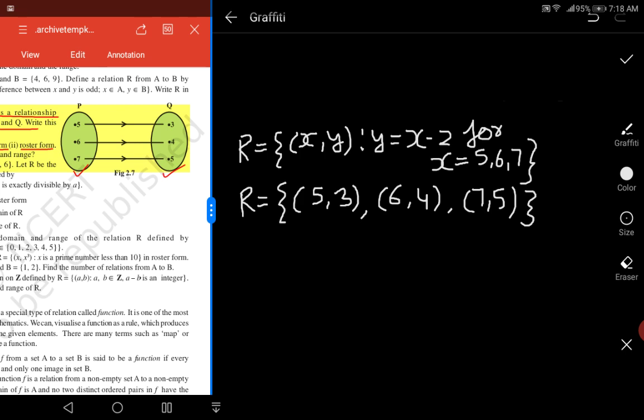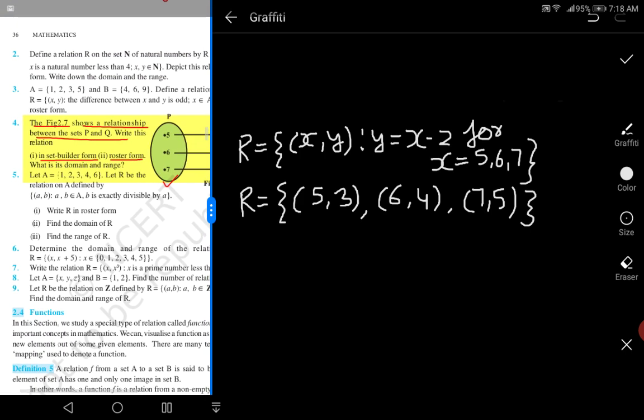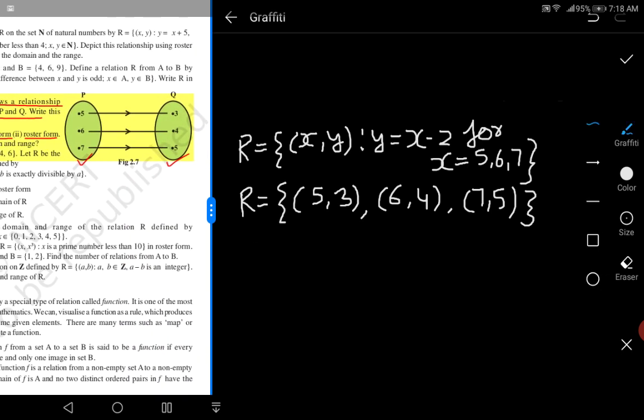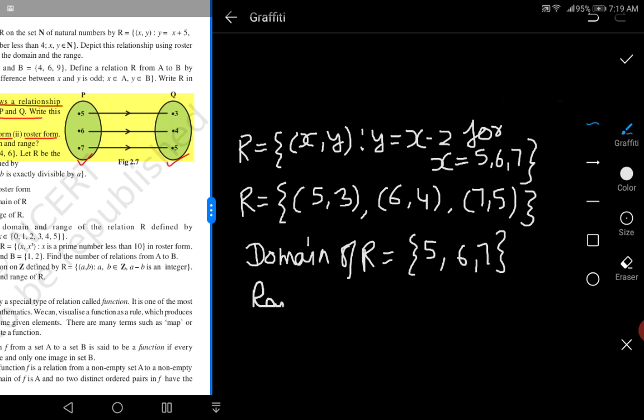Now the next thing we need to find out, you can see here, what is the domain and range. So we need to find out the domain of this question. Yes, domain of R here, we can say domain of R is equal to set of all the first elements, and first elements are 5, 6 and 7 here. Now range of R is equal to 3, 4 and 5. Yes, it will be 3, 4 and 5. So we have done this question number 4 as well, right?